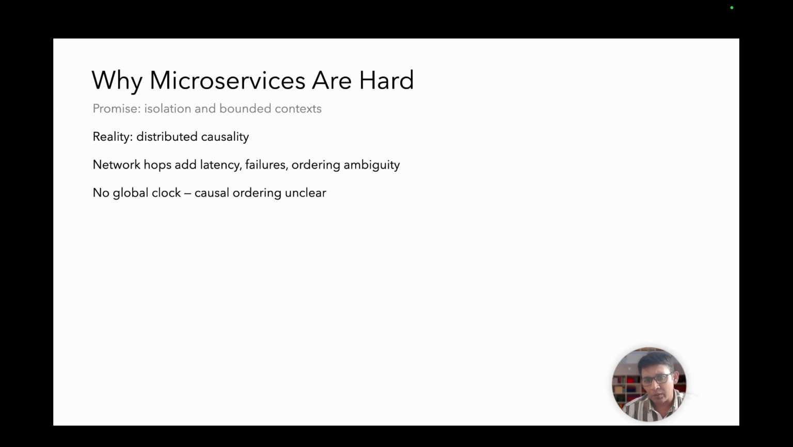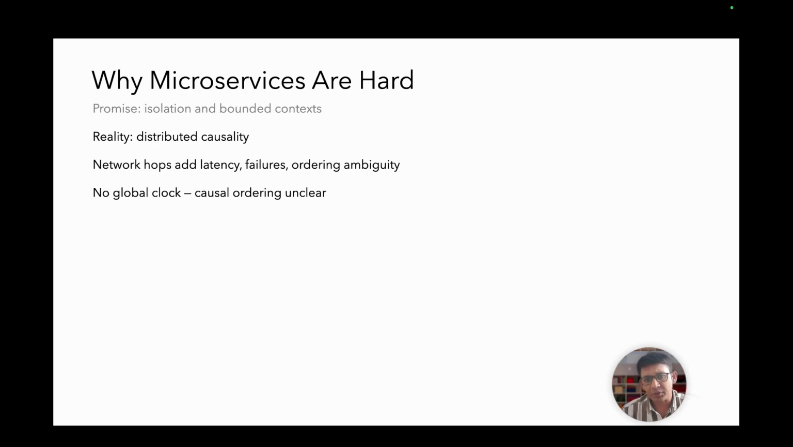Now, let's talk about why microservices make causality harder. Microservices are appealing because they promise isolation. Each service owns its domain, bounded context made explicit. But they introduce distributed causality. A user action triggers a cascade of service calls. Service A calls B, calls C. Each call crosses a network. Each network hop adds latency, failure modes, and ordering ambiguity.